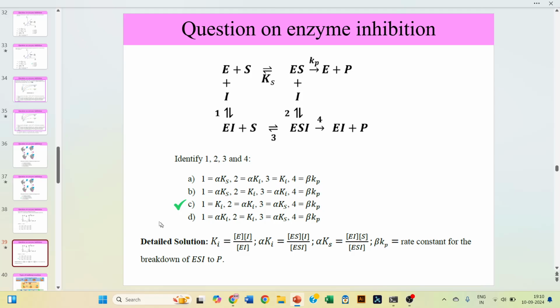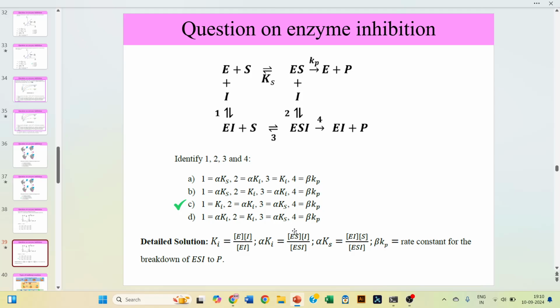Ki, we studied in those formulas. It is there in the slide. Ki is your E into I divided by EI complex. So it has to be this one. 1 would be Ki. In case of alpha, you know that ESI was involved, and so your 2 is ESI and ES plus I. So this would be alpha into Ki.